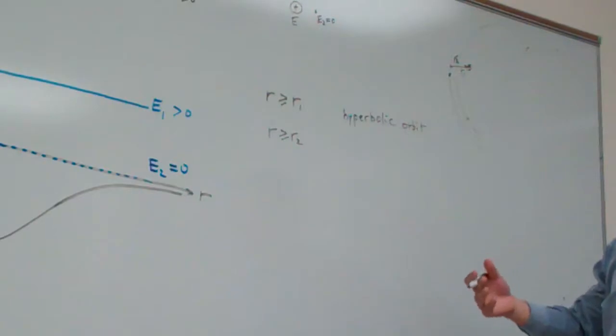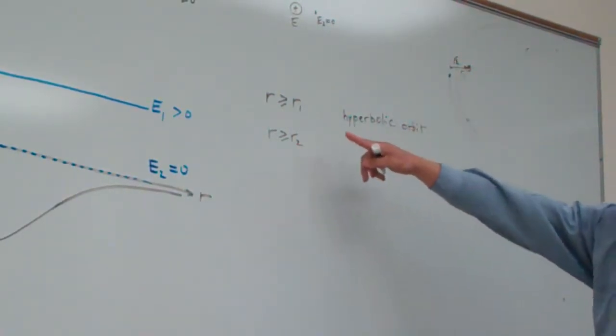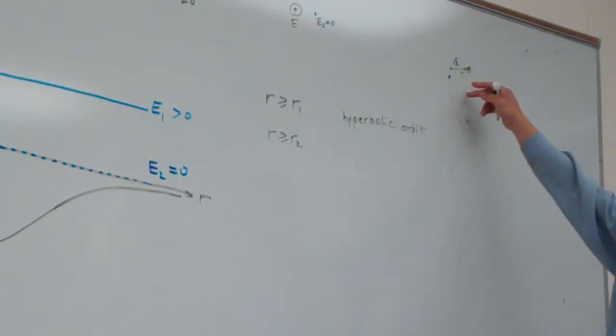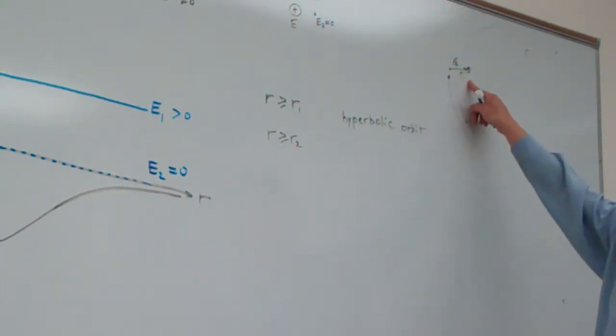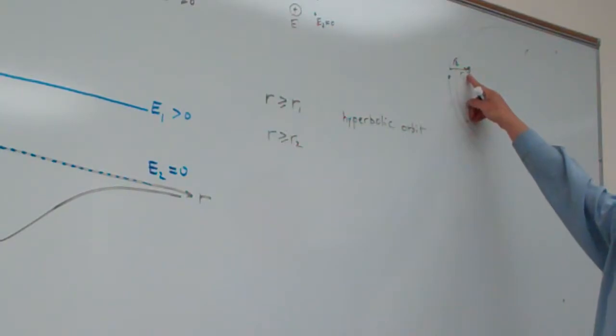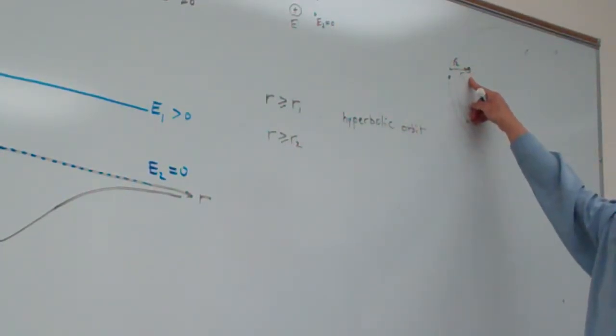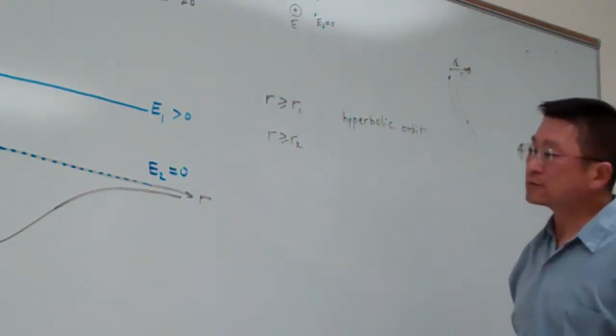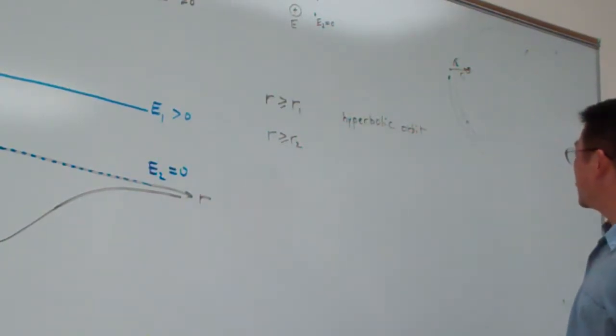So the larger the energy, then basically this hyperbolic orbit would be closer to the attracting object. Okay, so that is the reason.